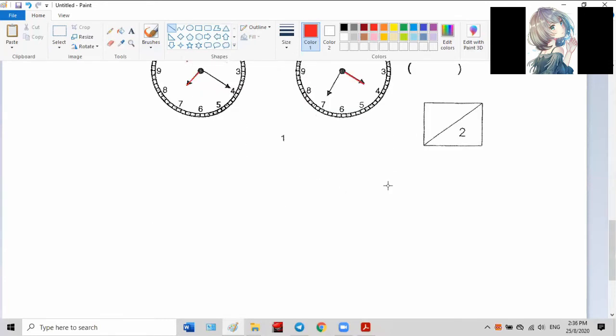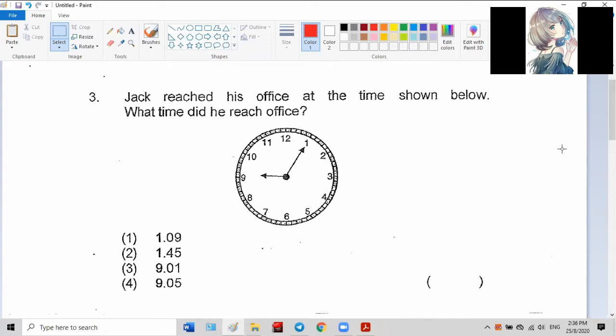3:35. Okay. Jack reached his office at the time shown below. What time did he reach?